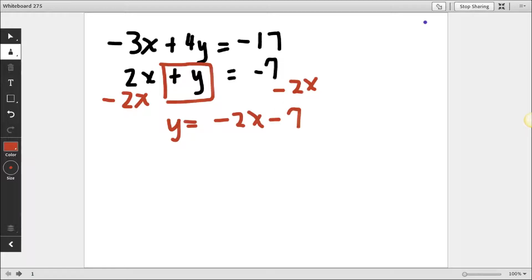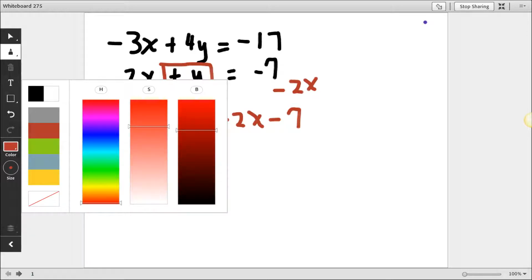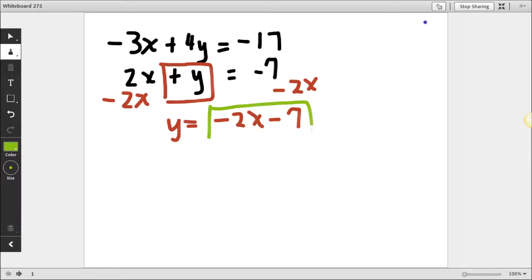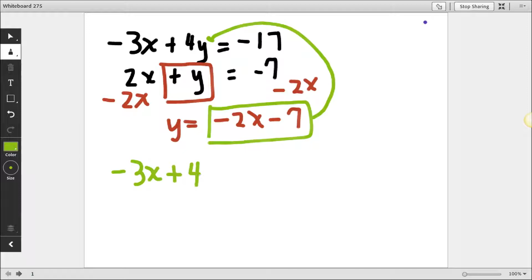And so now what I do is I take this expression, and anywhere I see y in the other equation, so right here, I'm going to replace y with negative 2x minus 7. So that'll look something like this. And now it's just a matter of solving for x.